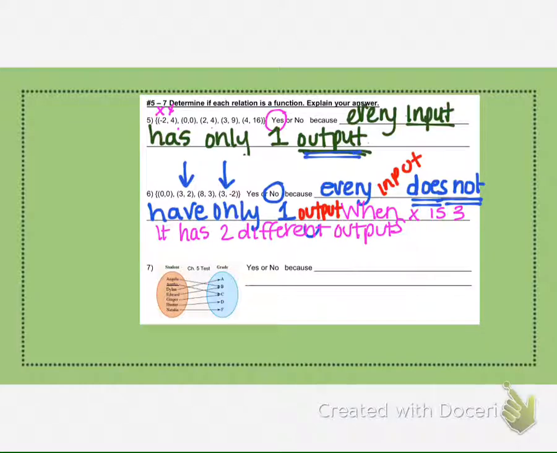Example 7 has student names as our input. So whenever you see one of these diagrams, the input is always listed first and the output second.